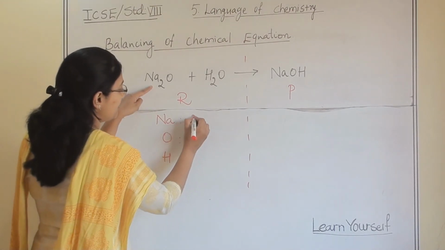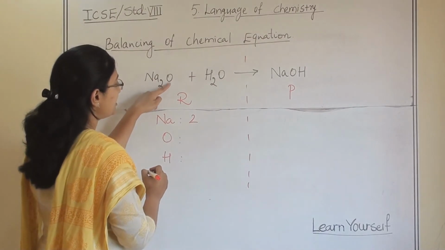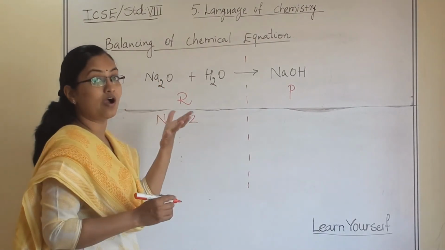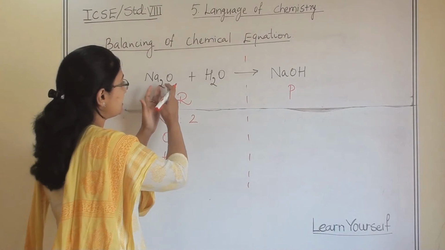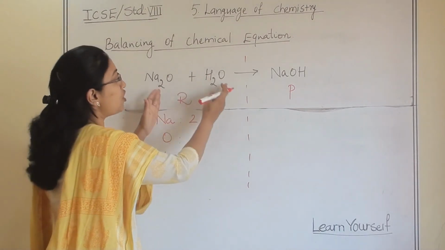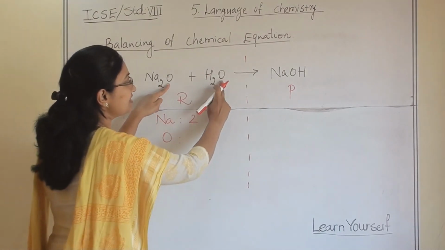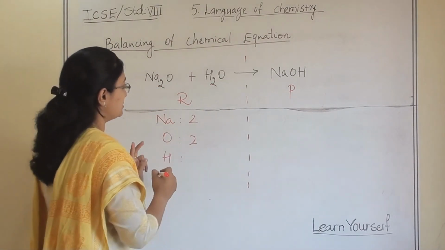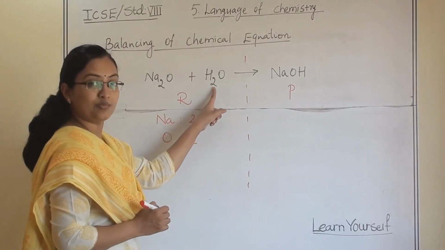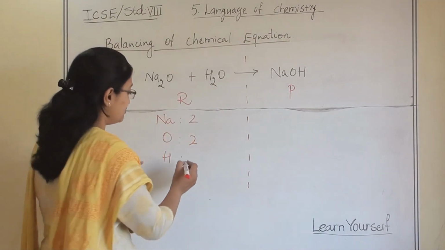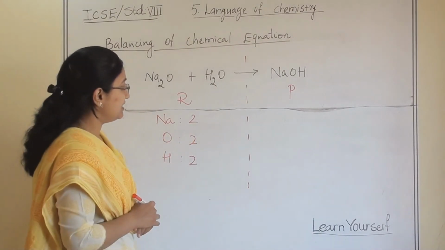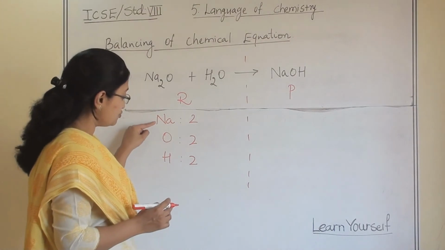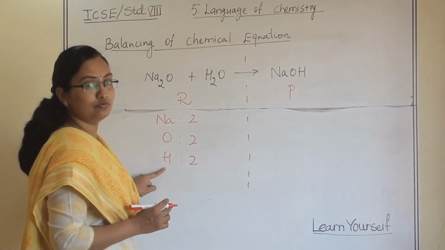How many sodium are present? 2. How many oxygen are present? When you are counting oxygen, please see that in the other molecule also oxygen is there. So this is one oxygen, this is the second oxygen. So there are a total of 2 oxygen. Now hydrogen. How many hydrogens are there? 2 hydrogens are there. So there are 2 sodium, 2 oxygen and 2 hydrogen.